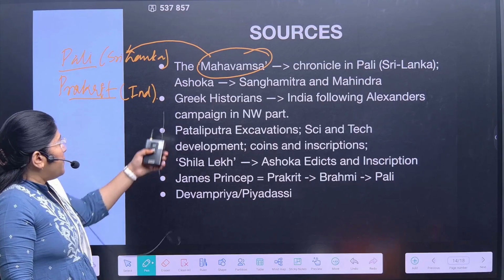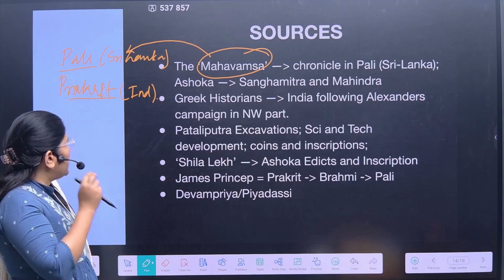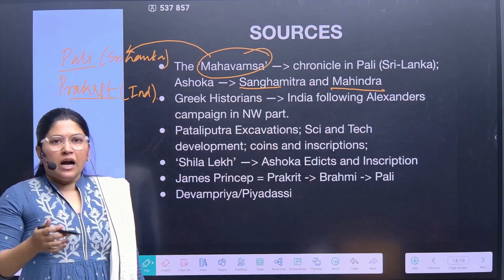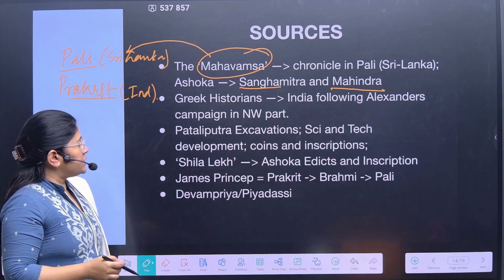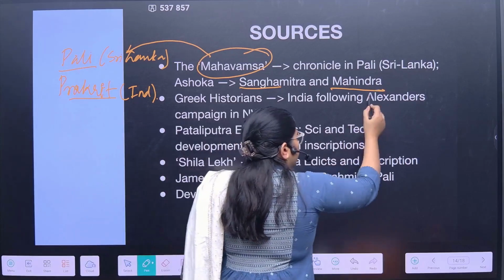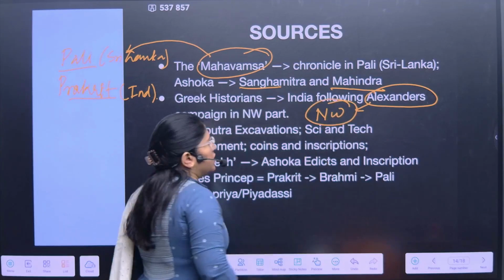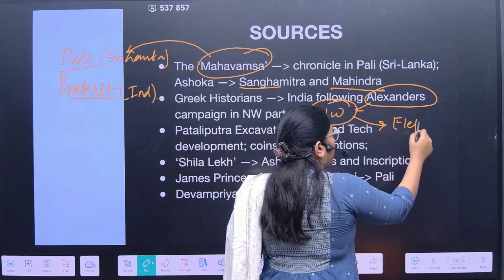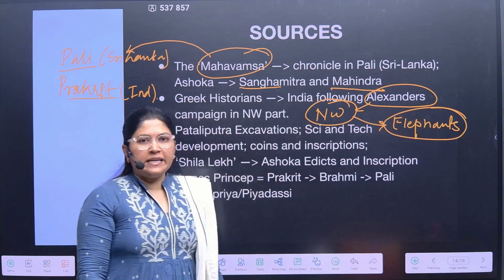Now this Mahavamsa is written by, firstly, Sanghamitra and Mahindra. Now they were, after Ashoka, the children of Ashoka. After that, the Greek historians like Alexander write about or talk about the northwestern Indian situation, and he also talks about the elephant, how it performs in the wars, and how the elephant stands as a stronger entity in the wars.